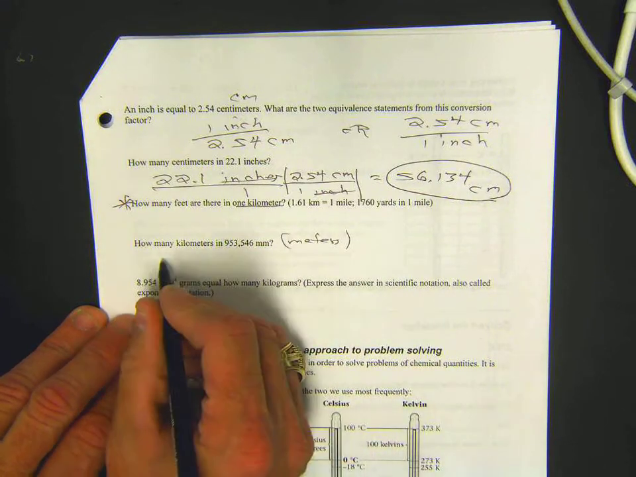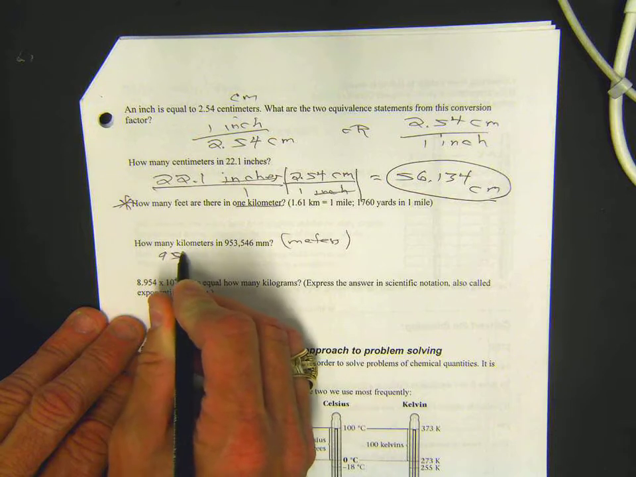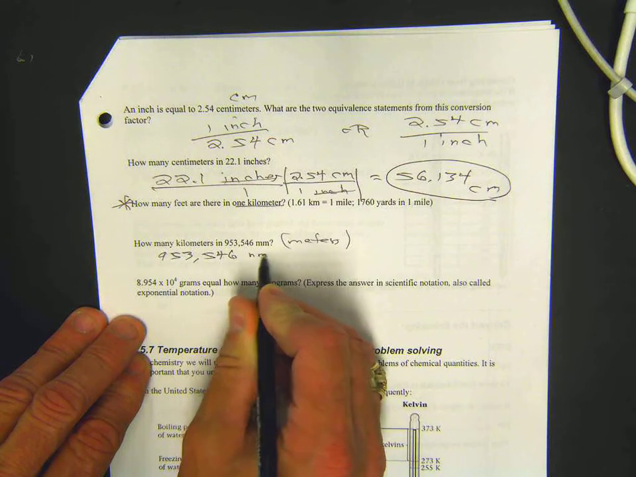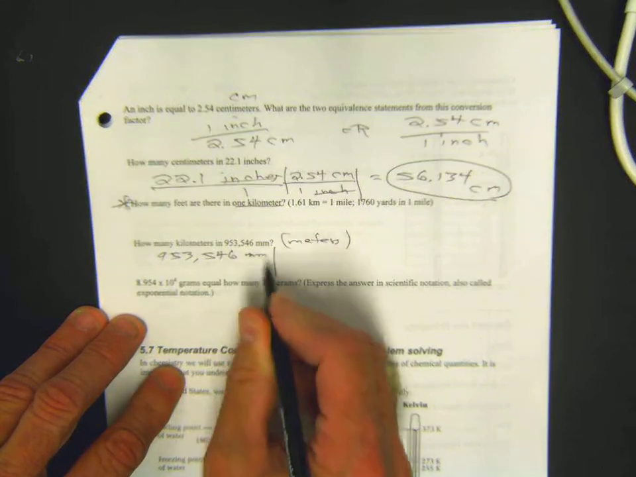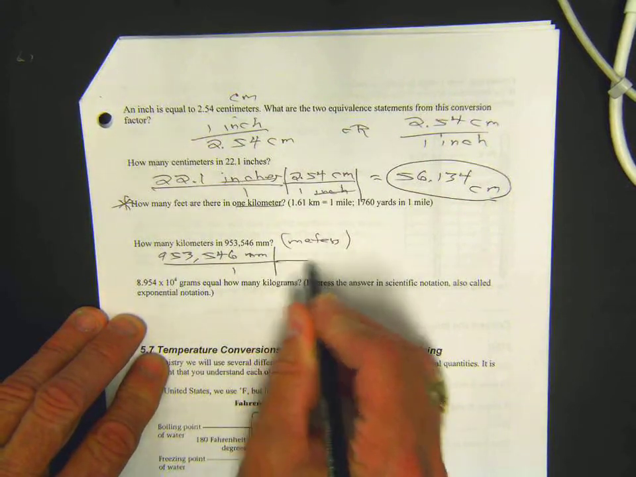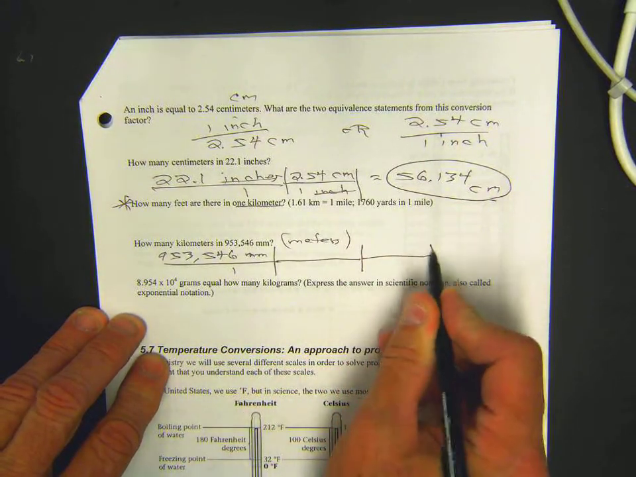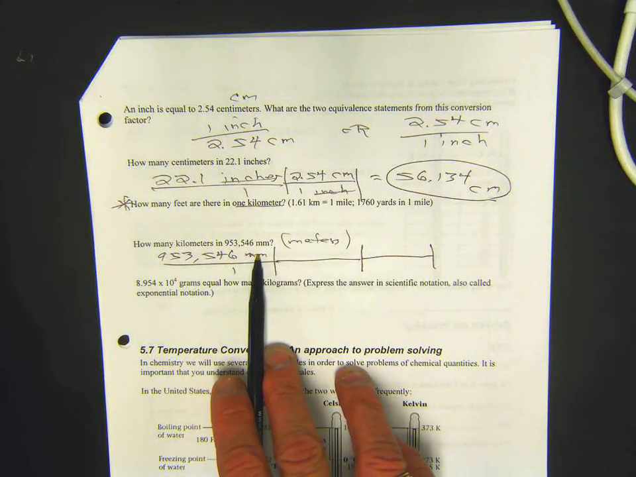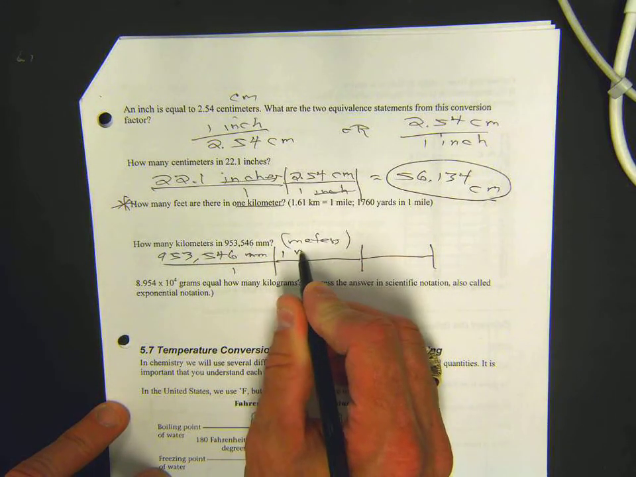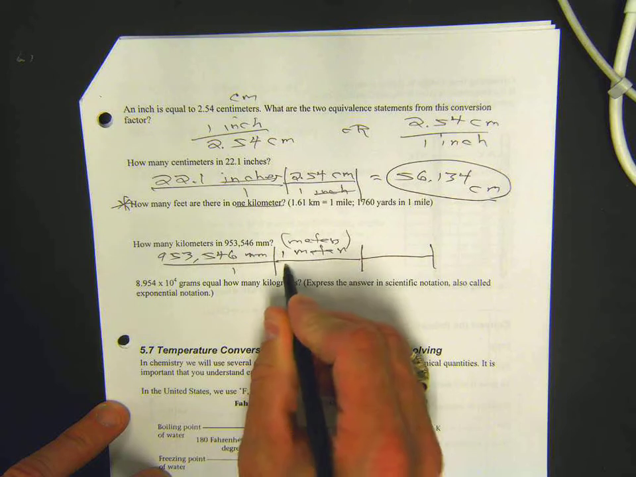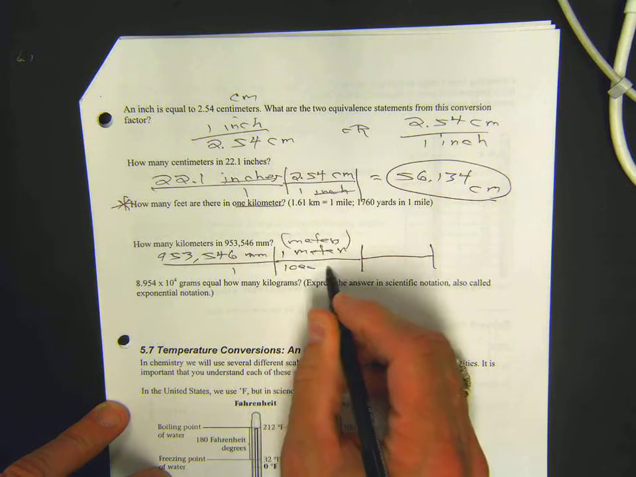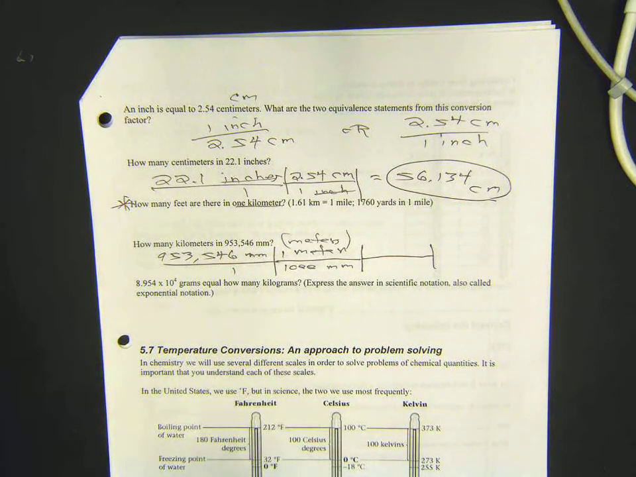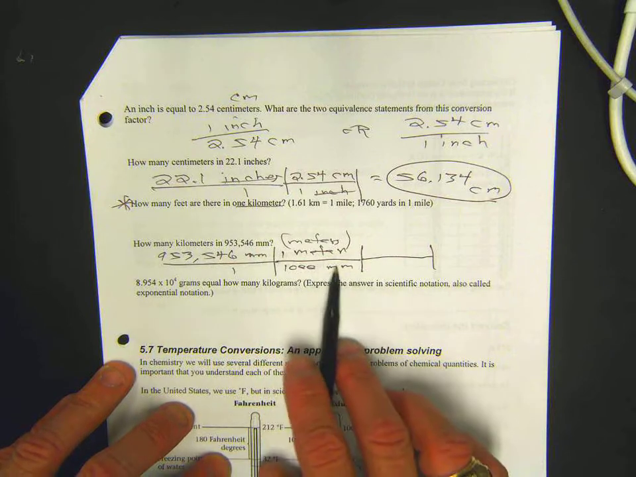All right. What I would set this up as is 953.546 millimeters. Again, I'm going to put this over 1. I'm going to set up 2 conversion factors to do this. The first one, I'm going to convert this millimeters back to meters. So I'm going to say 1 meter has 1,000 millimeters. Remember, I said milli, centi, and kilo. You must know there are 1,000 millimeters in one meter.